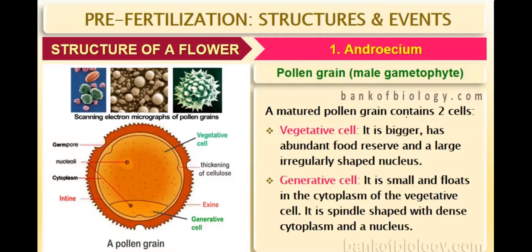A mature pollen grain contains two cells, the vegetative cell and the generative cell. How many cells are there in a mature pollen grain? It generally has two cells. The vegetative cell is bigger, has abundant food reserve and a large irregularly shaped nucleus. The generative cell is small and floats in the cytoplasm of the vegetative cell. It is spindle shaped with dense cytoplasm and a nucleus.